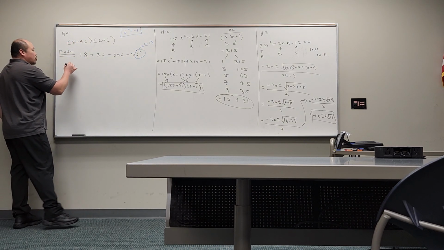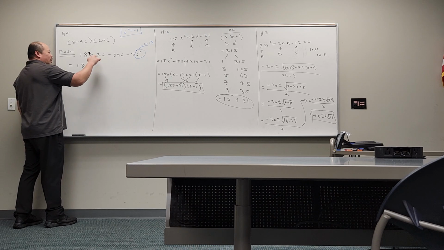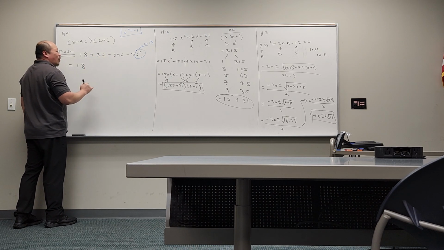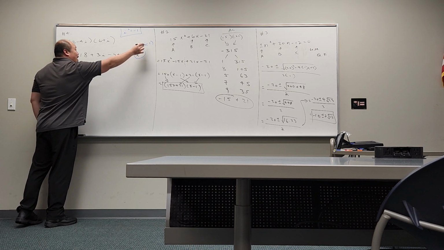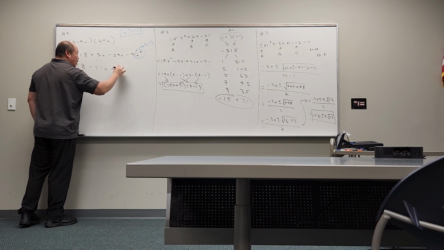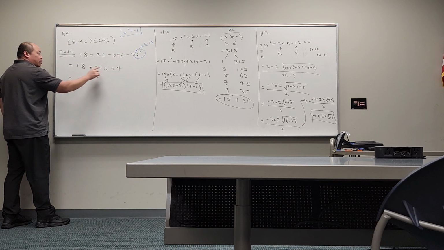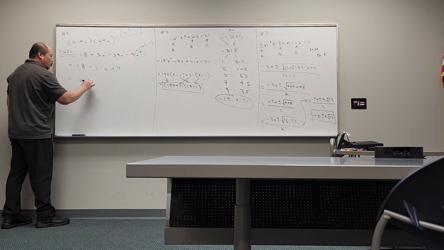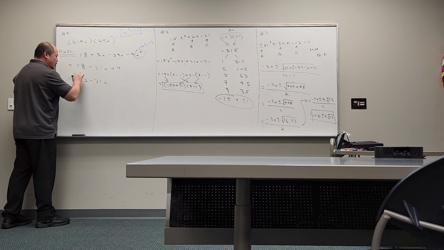So this is equal to 18. Well, that's plus 3i minus 24i, that's minus 21i. And negative 1 times this, that's plus 4, right? 18 plus 4 is 22. So 22 minus 21i. That's it.